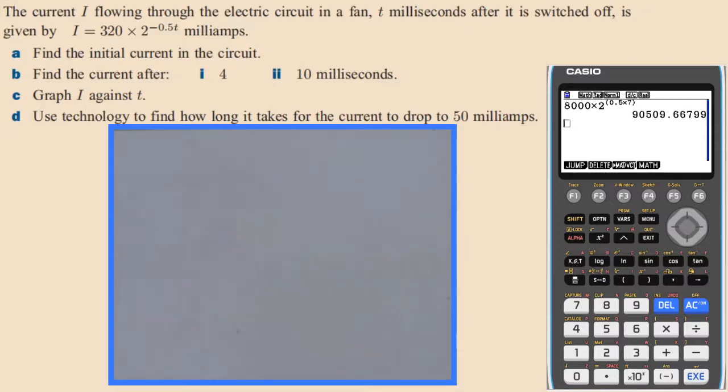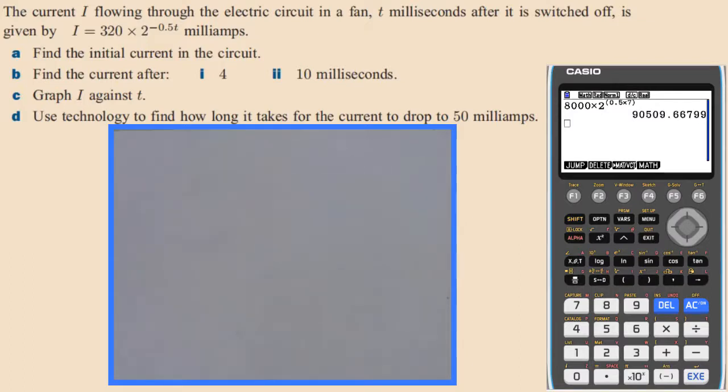So note that this current is actually going down. You know it's going down for two reasons. Firstly, because we've switched the thing off, so you would expect the current to gradually leave the circuit. And secondly, you've got this negative power. When you've got a negative power in there, it's a decay thing, because remember, it's a reciprocal thing, a negative power. We'll have a look at the graph anyway.